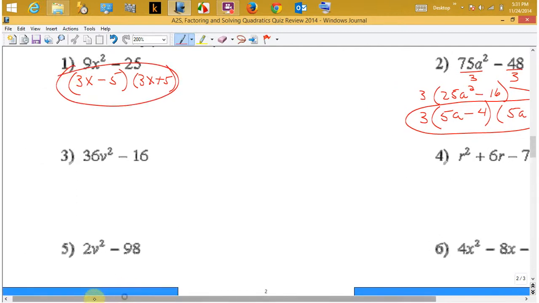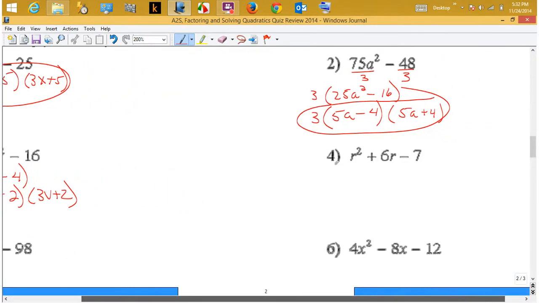Do number 3. Okay, the first thing is to factor out a common factor. You can see that a 4 can come out of there. So if I factor out a 4, I would get 9v squared minus 4. Looking at what's left, there is no middle term. This is a difference of squares. So 4, the square root of 9 is 3, of v squared is v, minus the square root of 4, which is 2, times 3v plus 2.